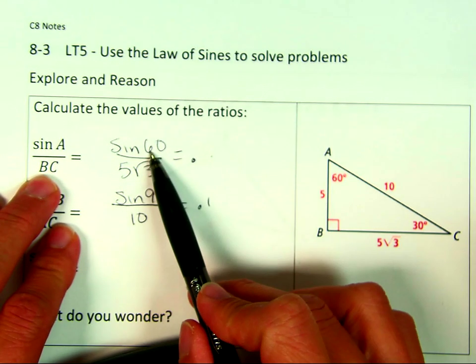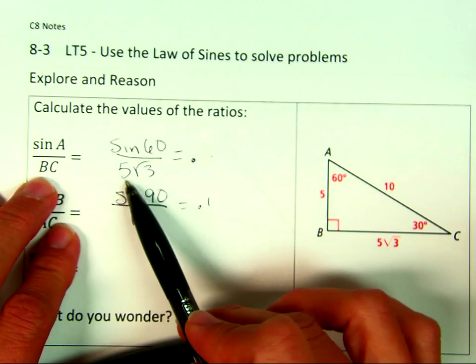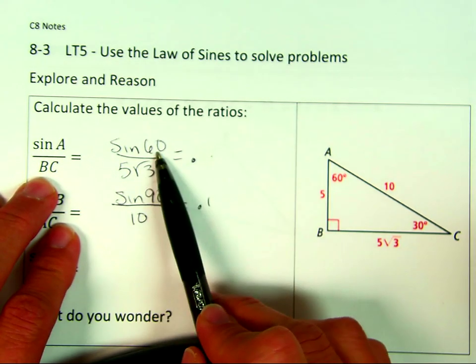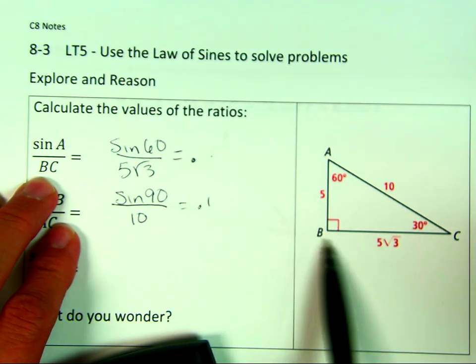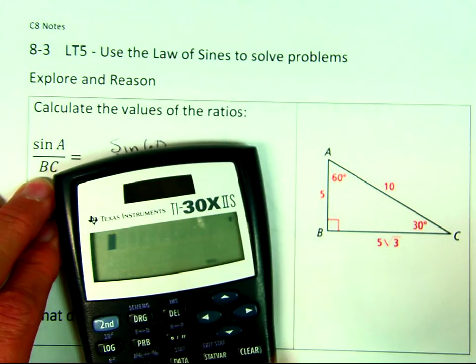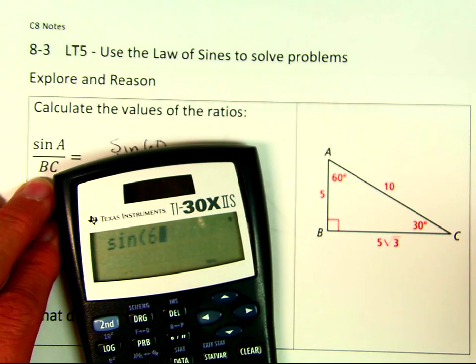So we have to find the ratio of the sine of A over side BC. Well, the sine of A is 60, so I already wrote that down. And then this side BC, opposite the 60, is 5 square root of 3. So I'm going to put that in my calculator. I'm going to say the sine of 60, end my parentheses, divided by, and then I need to make sure I use a parenthesis there, or you might get the wrong answer.